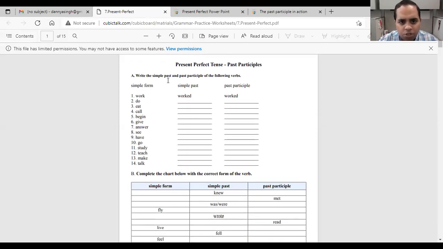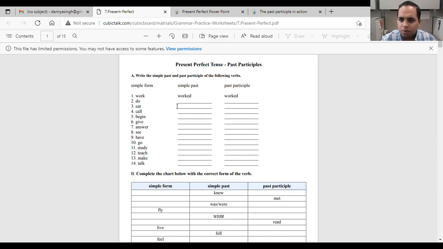So I'm on this worksheet. So do is present tense. What's the simple past of do? Did. Does anyone know what is the past participle of do? Done. So it's do, did, done. The third form of the verb is the past participle. You always need to use the past participle when creating present perfect sentences.